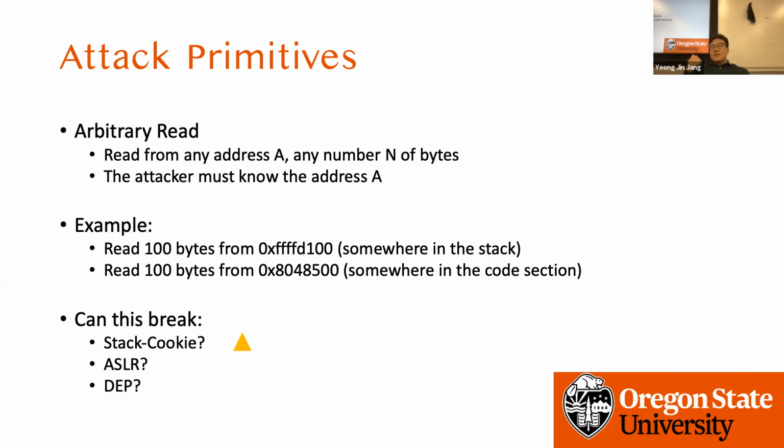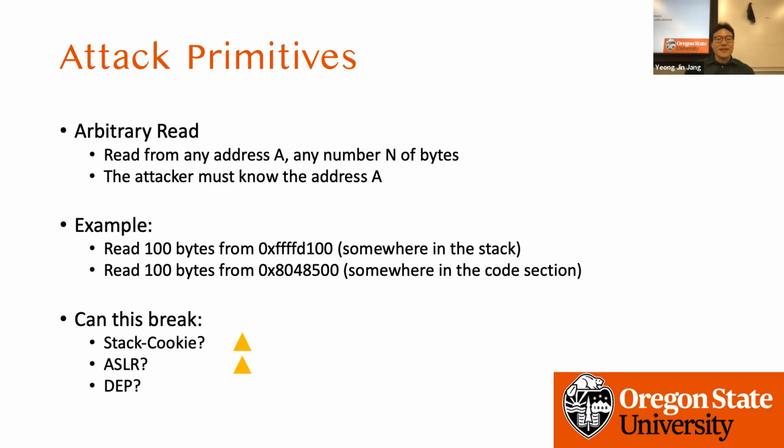So if the condition is not specifying the address A, but leaking from a certain buffer on the stack, then we don't need to put in the address. In that case, we can avoid the stack cookie. So that's why I marked it as a triangle. It requires a more specific case to avoid the stack cookie.